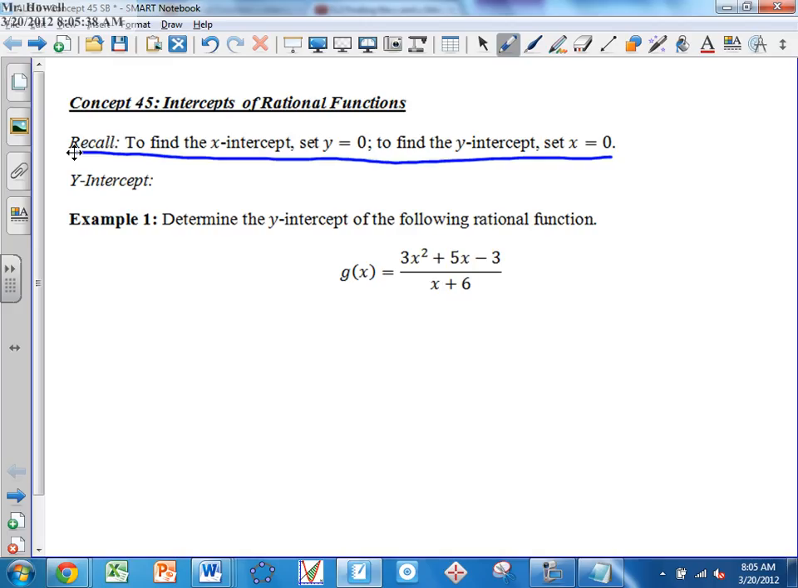Good. So, write it down. The first two are going to be very simple, and you're going to notice that. The y-intercept is very easy. The x-intercept is a little bit tricky. So we're starting with the y-intercept.